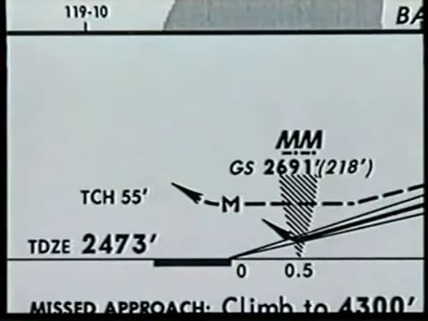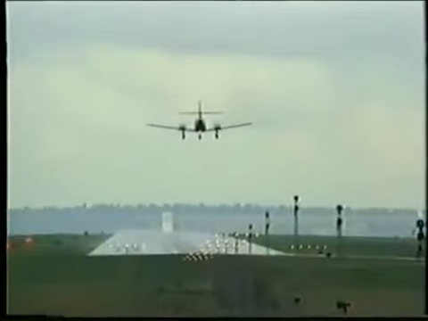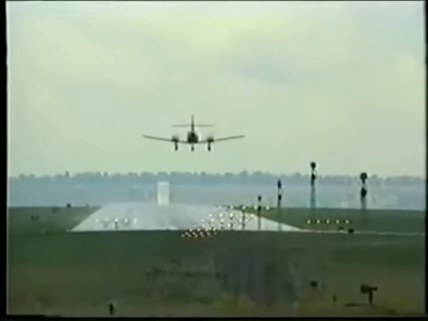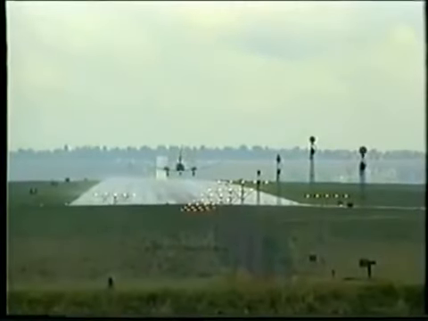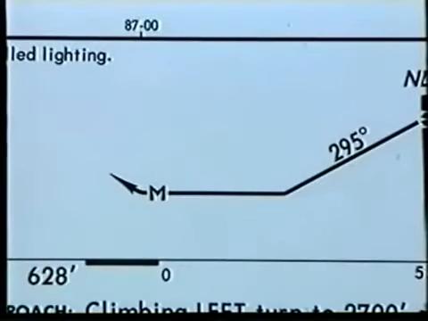The threshold crossing height, or TCH, is listed to show the height above the runway threshold where your aircraft's glide slope antenna will be if you maintain the ILS glide path to touchdown. A threshold crossing height is not shown on non-precision approaches.